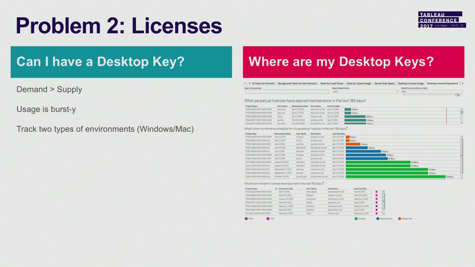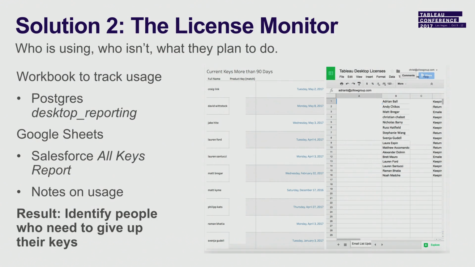Who isn't using it? So what we built here is what I call the license monitor. This is a copy of the desktop reporting table in Postgres, plus a download of the all keys export from Salesforce. Mash them up, track their usage, and the left-hand side is a list of all the keys we want to reclaim and the last time they used it, and the right-hand side is just my log of did I email them and what did they say.